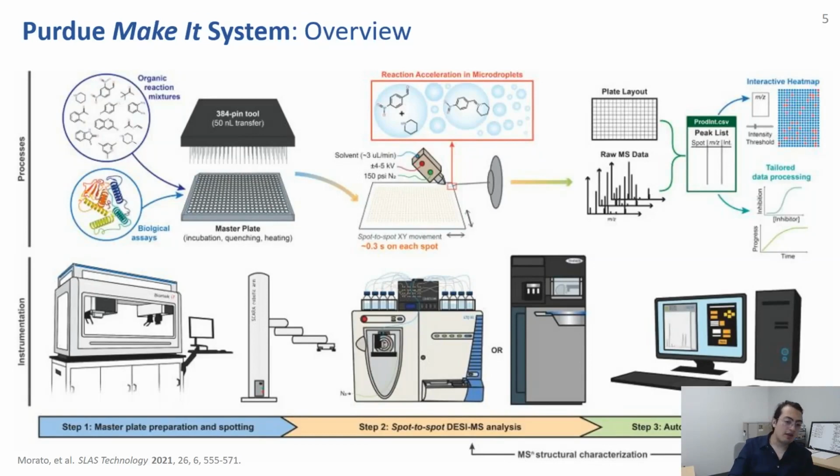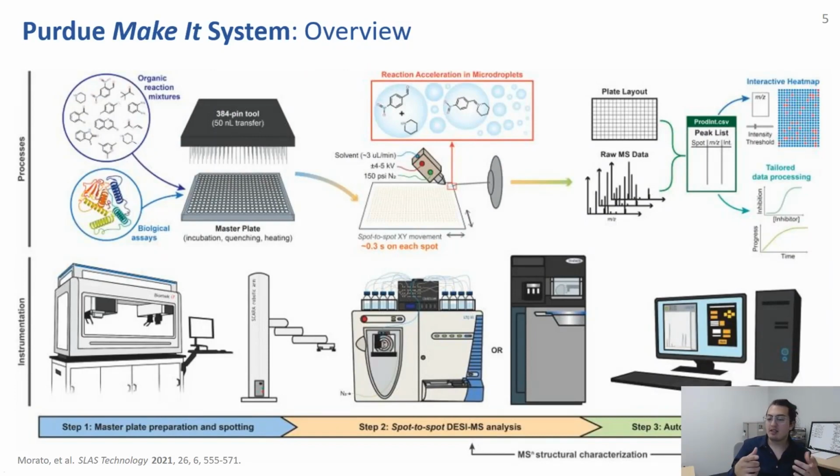So first, we have a fluid handling robot which we can use to automatically prepare the samples. Let's say that it's organic reactions or that it's biological assays, whatever it is. And we can prepare them in any format if they need to be, for example, incubated, enzymatic reactions, or whatever it is. But at the end, we want to end up with a 384 well plate. And in this 384 well plate, we use it because we have a 384 pin tool. This pin tool is calibrated for 50 nanoliter transfers. So we are using just very, very small nanoliter aliquots to generate high density arrays from the 384 well plates to what we call a DESI plate.